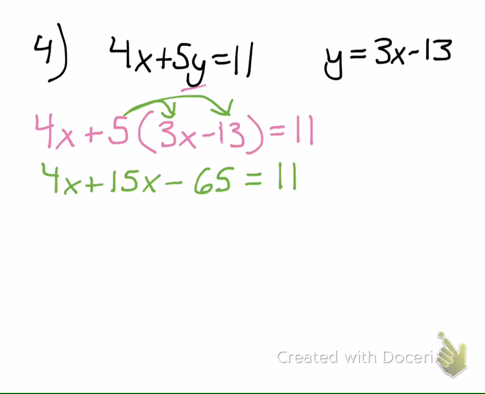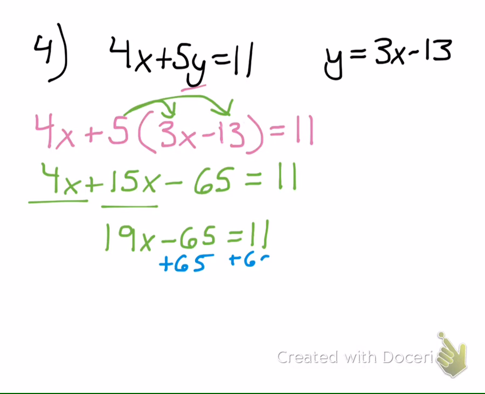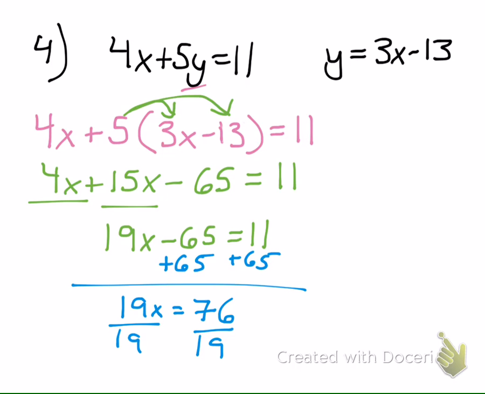Yeah. Combine like terms. What are my like terms that are on the left side of the equal sign there? Good. 4x and 15x, so it says just add. 4x plus 15x is 19x. Then I just need to solve for x here, so I'll move that minus 65 to the other side by adding it. That leaves me 19x equals 76. And then divide both sides by 19. That should be 4. So x is 4.